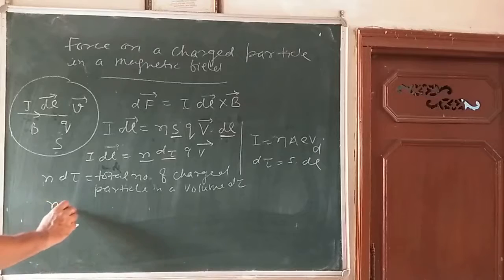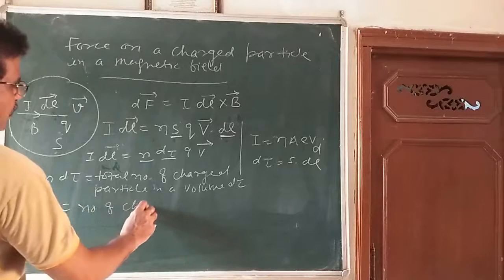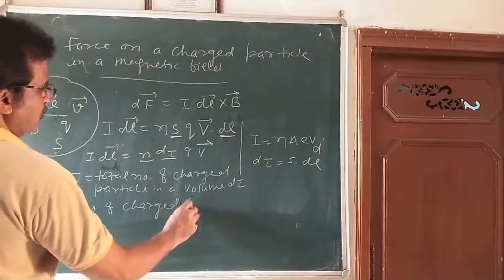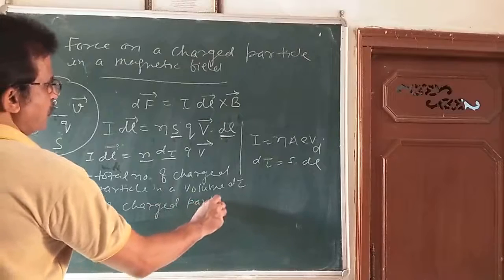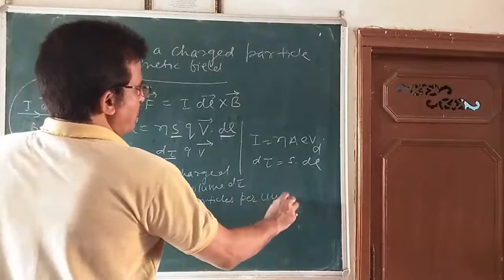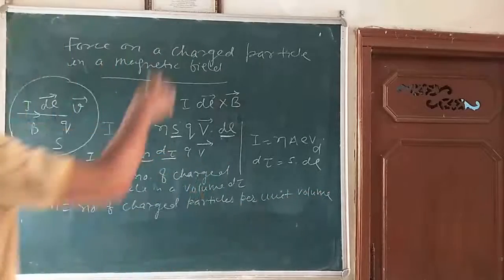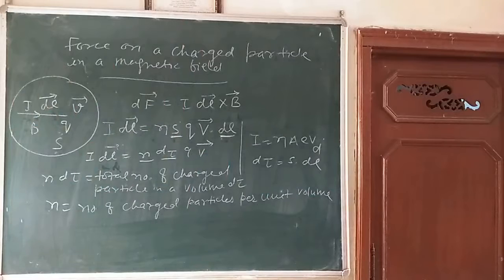So here this n, that is the number of charged particles per unit volume. Dear children, you can see each and everything we are going to write here. You may write fair notes from this.